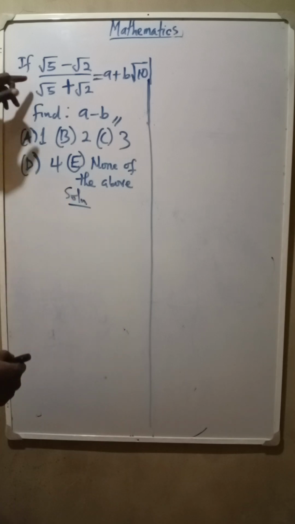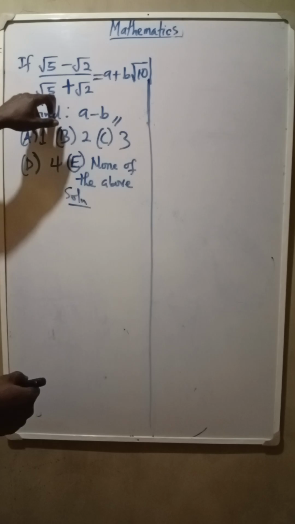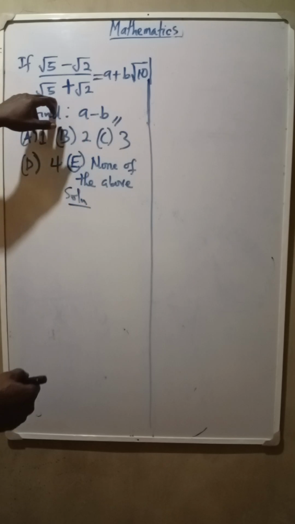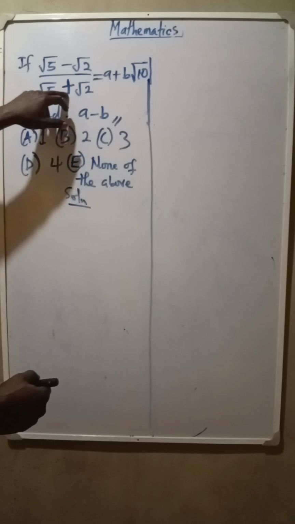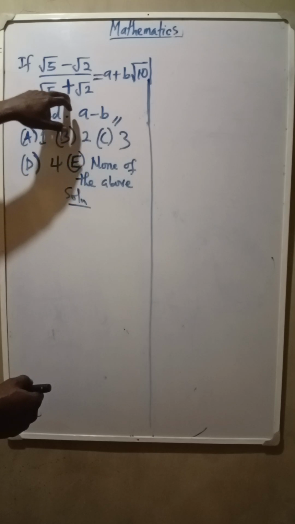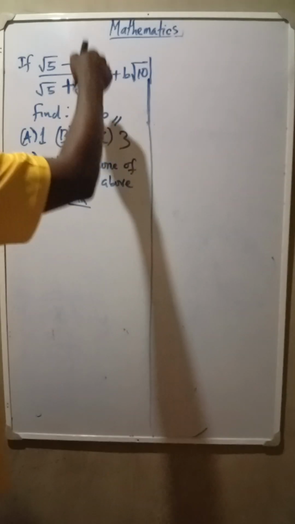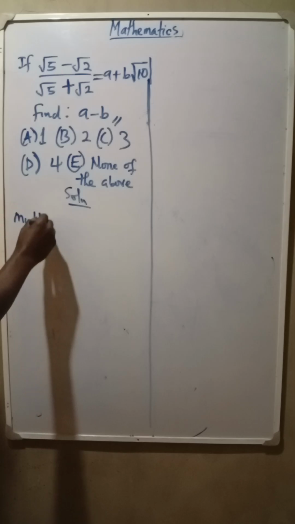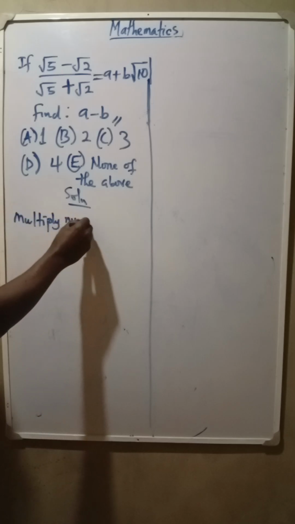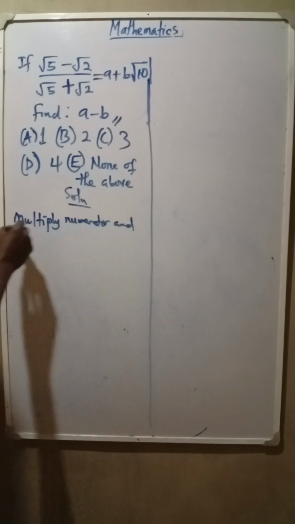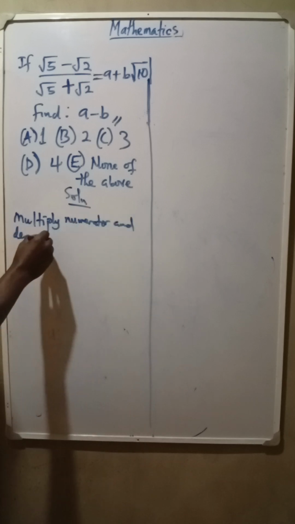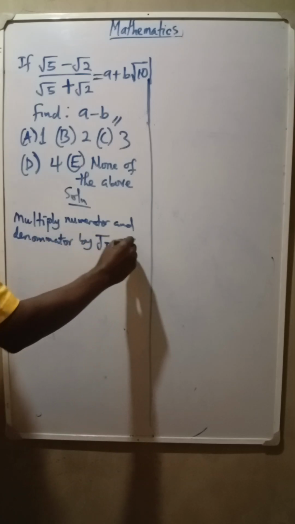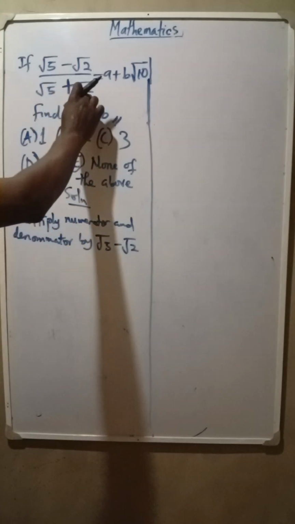What we are going to do, we are going to multiply by the conjugate of root 5 plus root 2. Conjugate of this number simply means the same number, but the sign will change. If it is negative, it will change to plus. So that is what we are going to use to multiply numerator and denominator, by root 5 minus root 2, and that is the conjugate of the denominator.